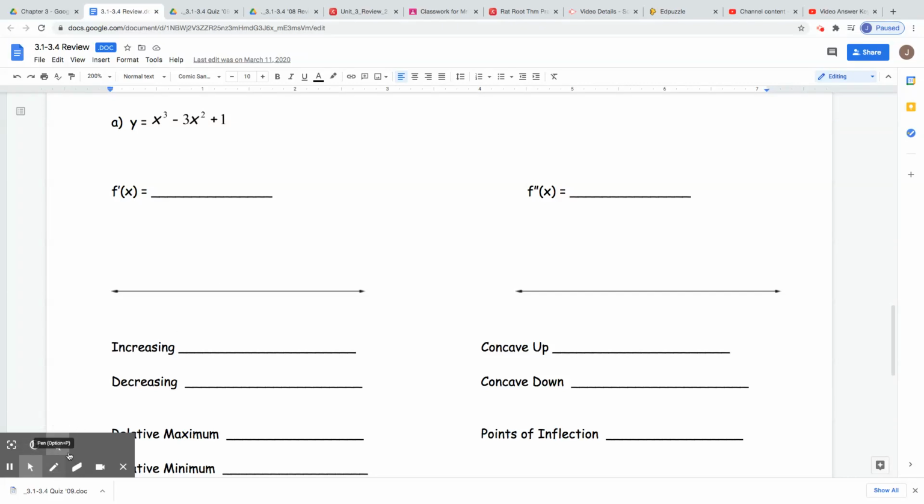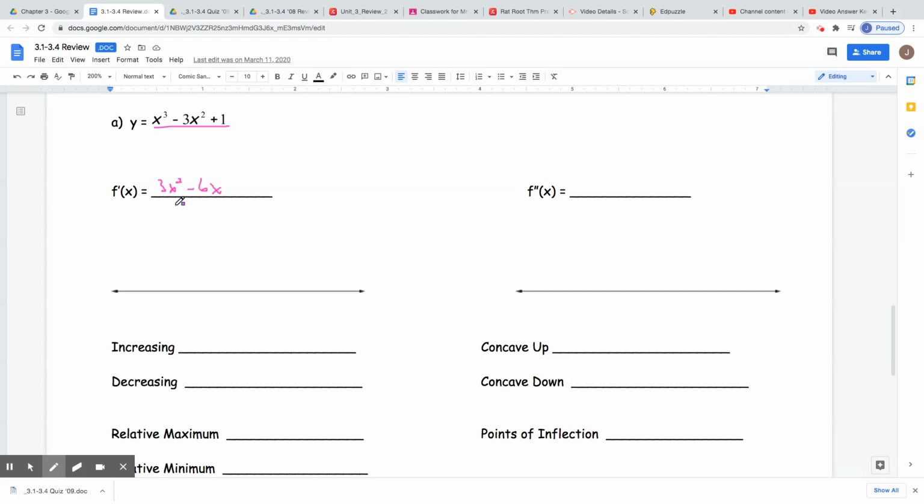All right, so I'm going to go over the two problems from section 3.4 that I assigned yesterday. The first thing you have to do is find the derivative. These are nice polynomials, so the derivative is just 3x squared minus 6x.